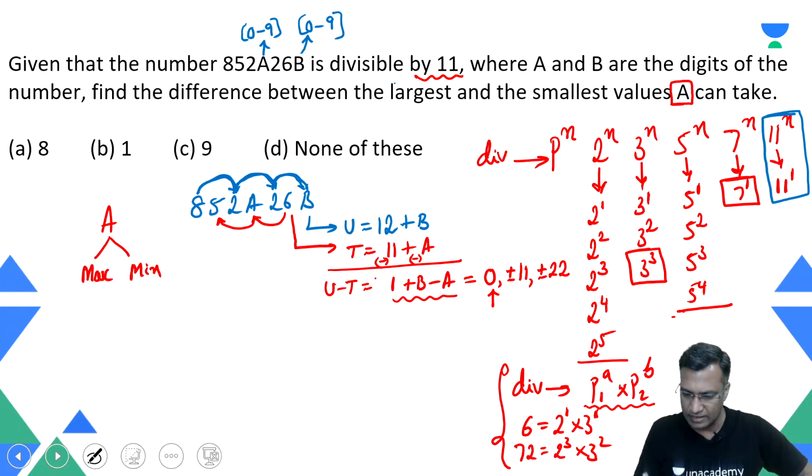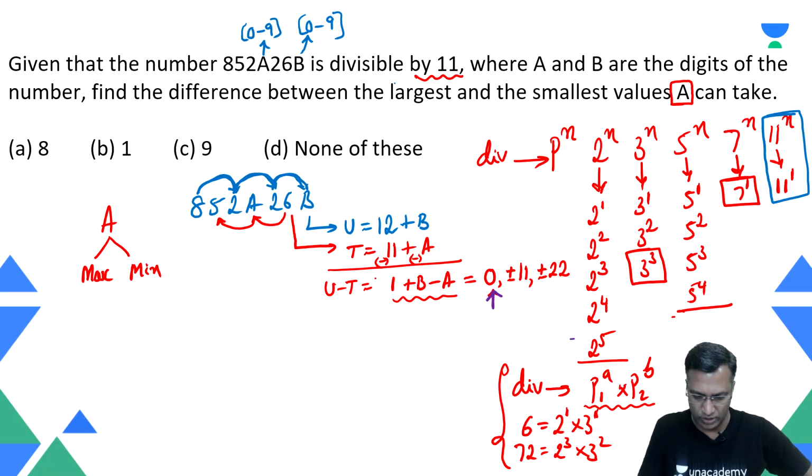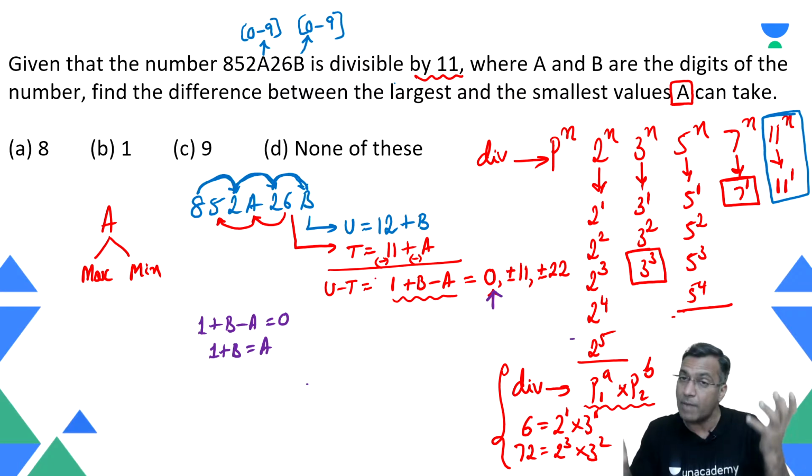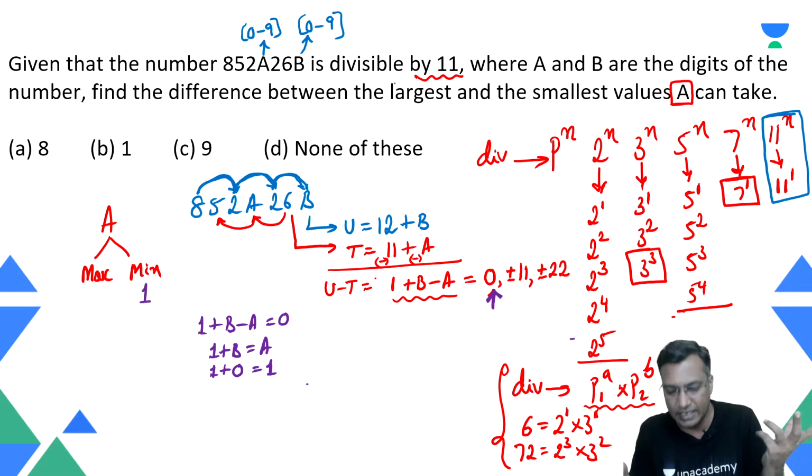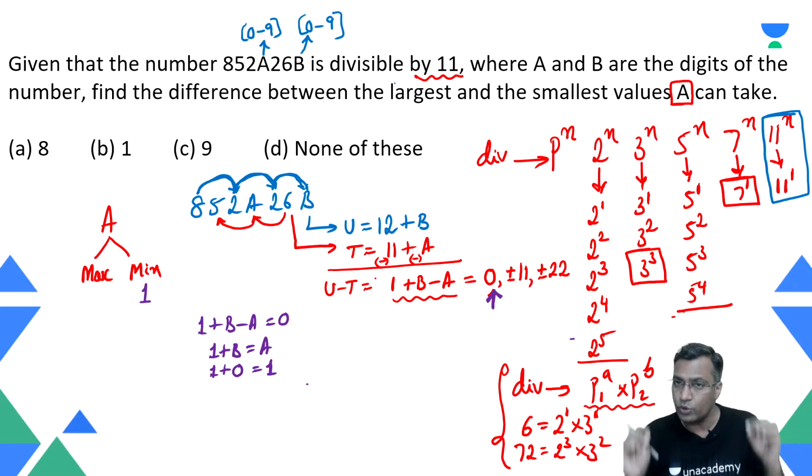Let's equate it to the first case, which is 0. That is, 1 plus b minus a is equal to 0. In other words, 1 plus b is equal to a. What is the maximum and minimum of a according to this equation? If I put b equal to 0, then I will get a equal to 1. Which means according to this equation, the minimum value of a is 1, because even if b is 0, a would be minimum 1.